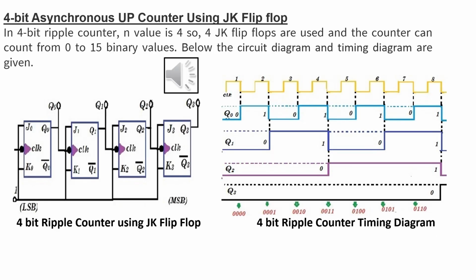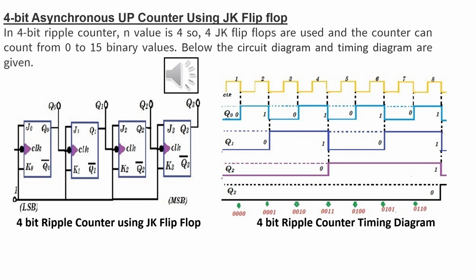Now we are going to see the design of 4-bit asynchronous up counter using JK flip-flop. We can use any type of flip-flops, but here a JK flip-flop is used for designing a 4-bit ripple counter. So here I have represented a variable n which represents the number of bits in the counter. It is a 4-bit ripple counter, so the value of n is equivalent to 4.